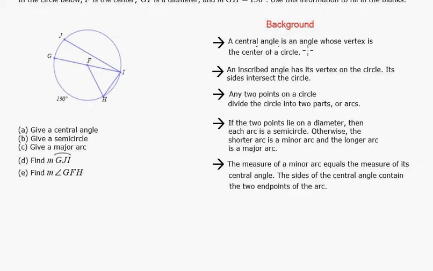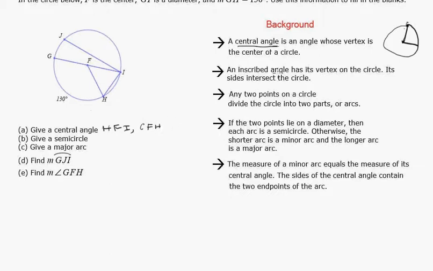A central angle is an angle whose vertex is the center of the circle. So if you had a circle, and that's the center, then any kind of angle that starts here and goes to here and goes back is a central angle. We can see one here: H to F back to I is one. And here's another one, G, F to H, because its vertex is in the center.